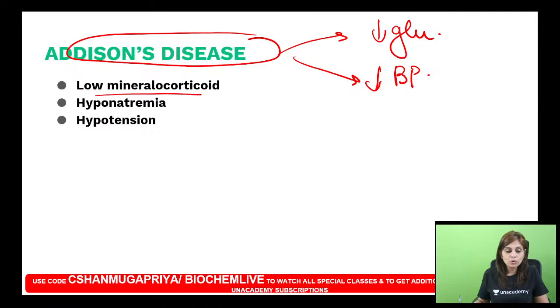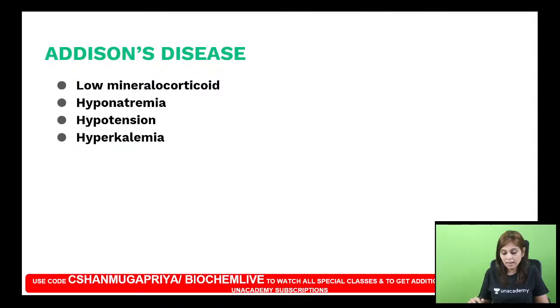And when there is no aldosterone, you know aldosterone causes sodium reabsorption. Reciprocally, it causes potassium and H plus secretion. Now, there is no aldosterone, so no potassium and no H plus secretion. So there will be hyperkalemia and acidosis.